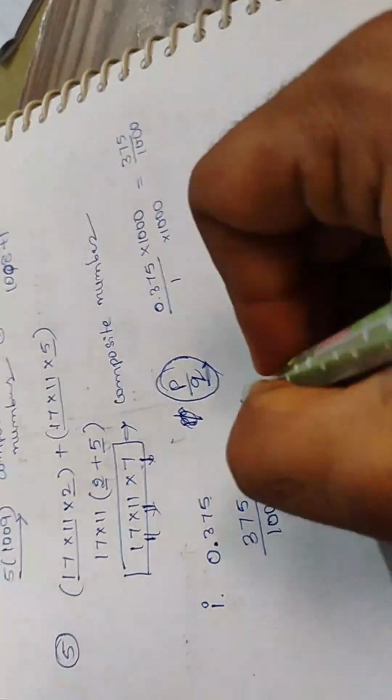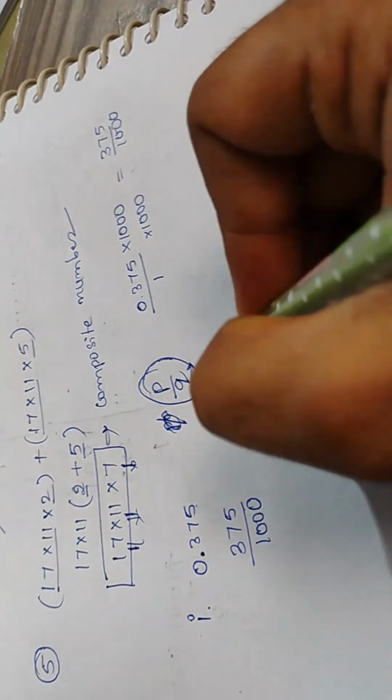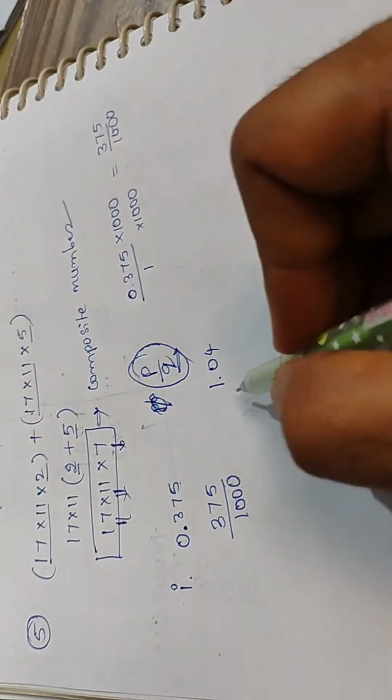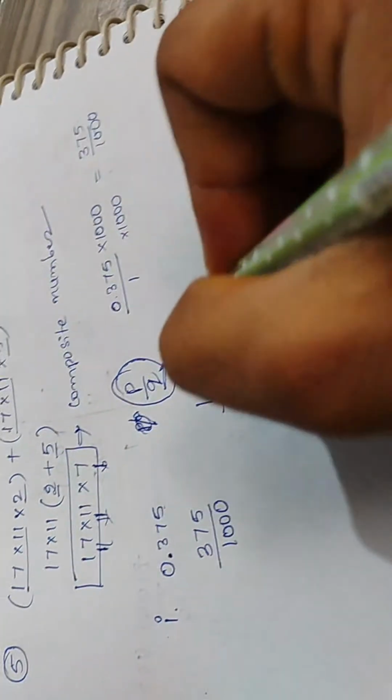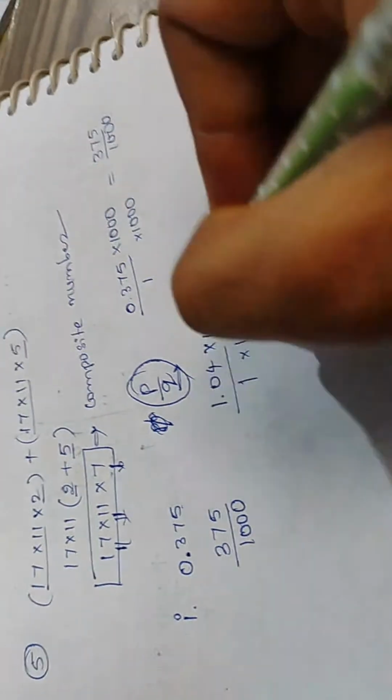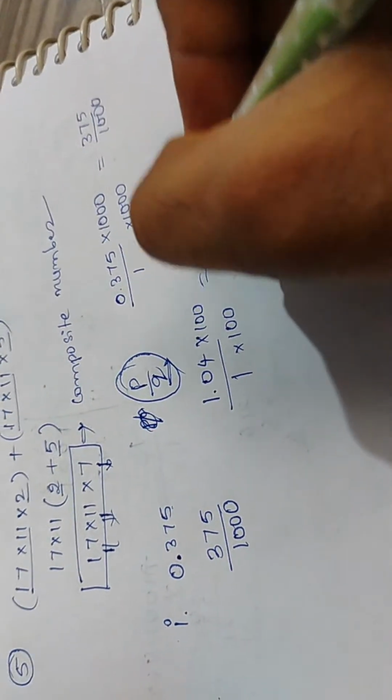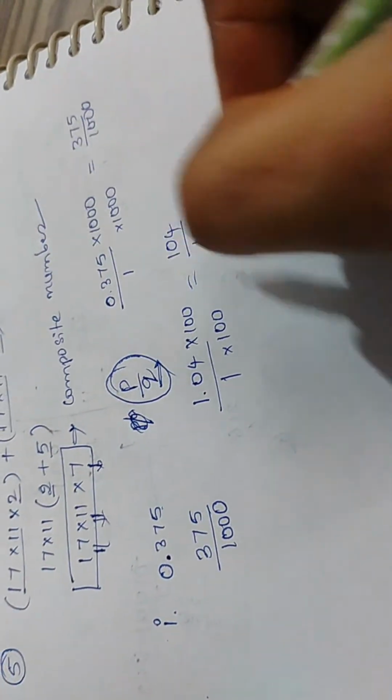Look at 1.04 in p by q form. Take it by 1, and multiply here with 100, here also 100. So you will get 104 by 100.